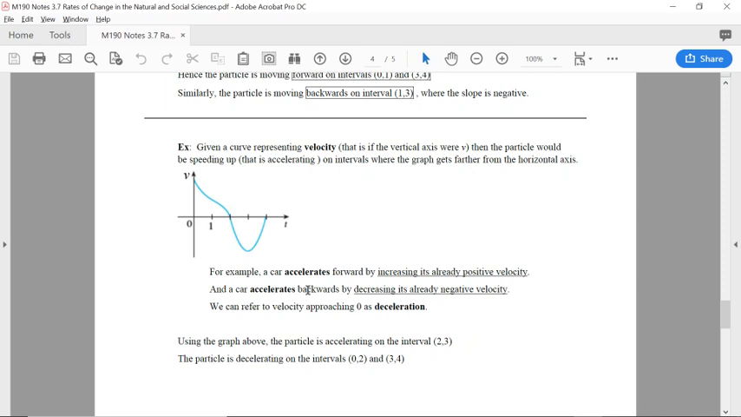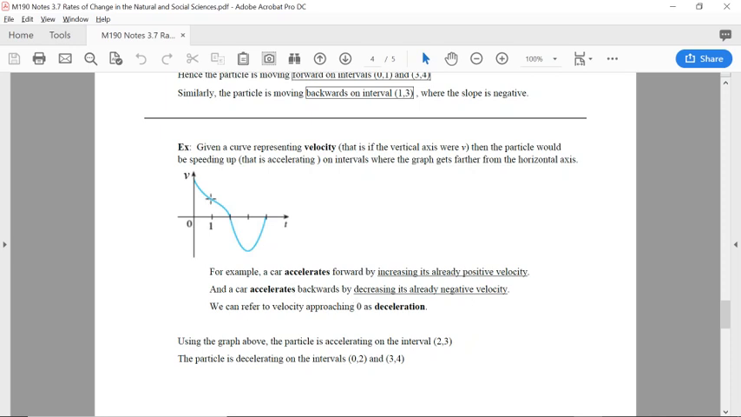So speeding up is either an increase in an already positive velocity, that's forward and then going forward even faster, or a decrease in an already negative velocity. That's if you were already going backwards and you wanted to go backwards even faster.